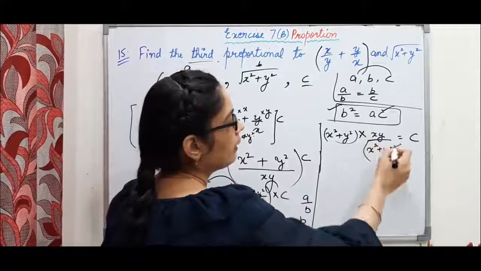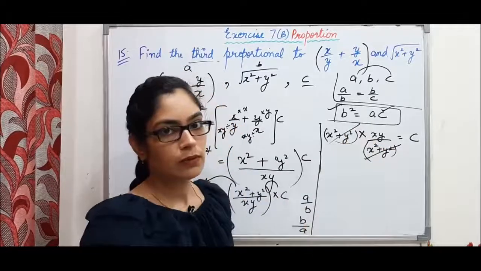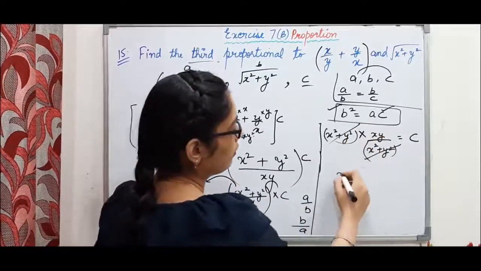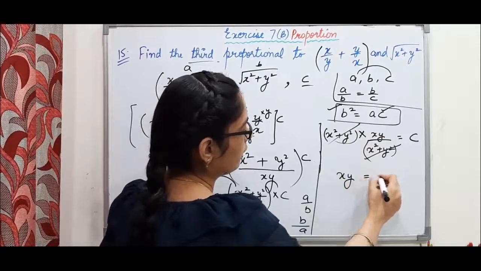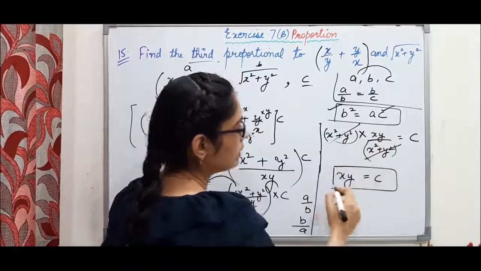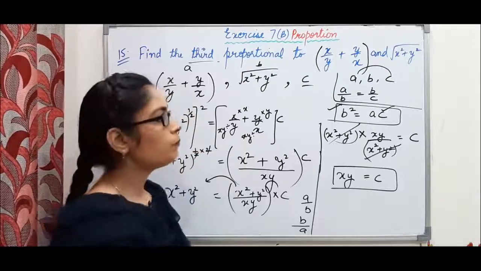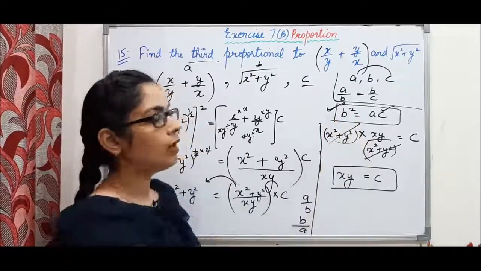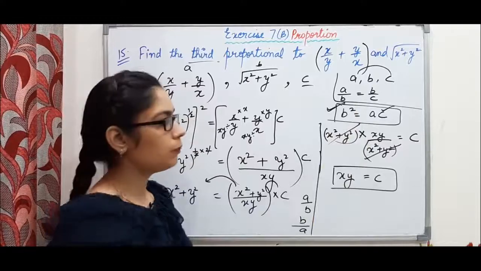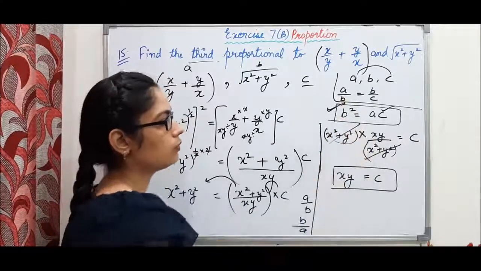Now x square plus y square and x square plus y square will get cancelled. So what are we left with? x into y, or xy. So the value of c is x into y. So we got the value of c by using the formula of continued proportion, that b square is equal to ac.